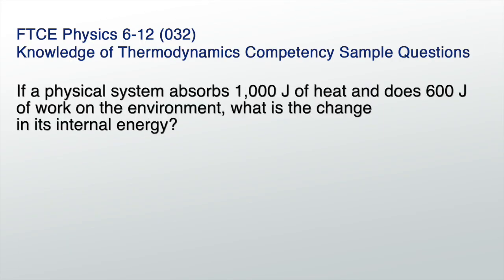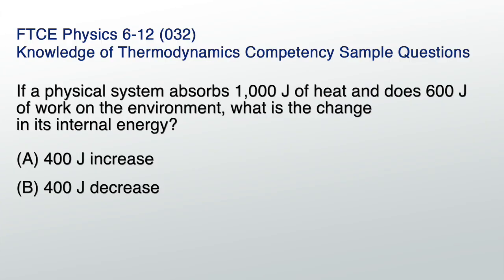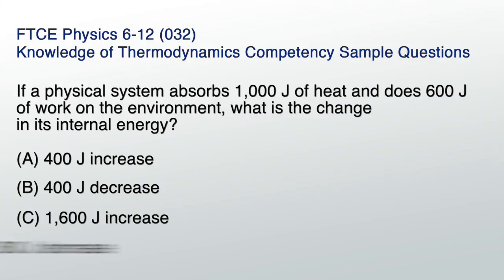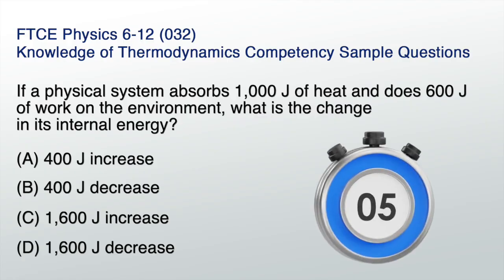If a physical system absorbs 1,000 joules of heat and does 600 joules of work on the environment, what is the change in its internal energy? A, 400 joules increase. B, 400 joules decrease. C, 1,600 joules increase. Or D, 1,600 joules decrease.